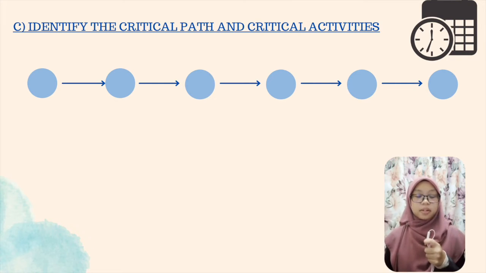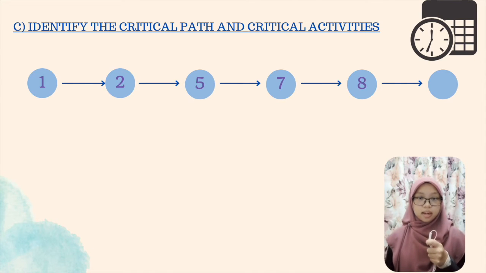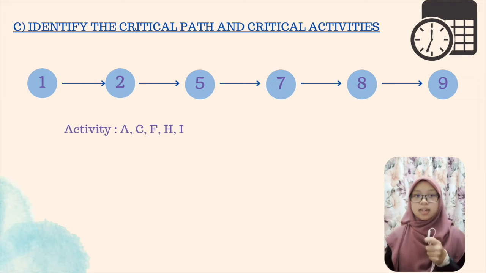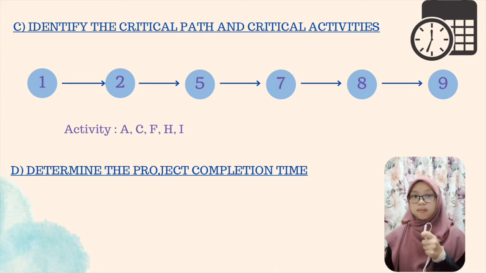To identify the critical path, look for the events that have the same EET and LET, which are events 1, 2, 5, 7, 8, and 9, while the activities on those events are activity A, activity C, F, H, and I. Next is to determine the completion time of the project. The completion time can be referred to the last LET, which is 16 weeks.